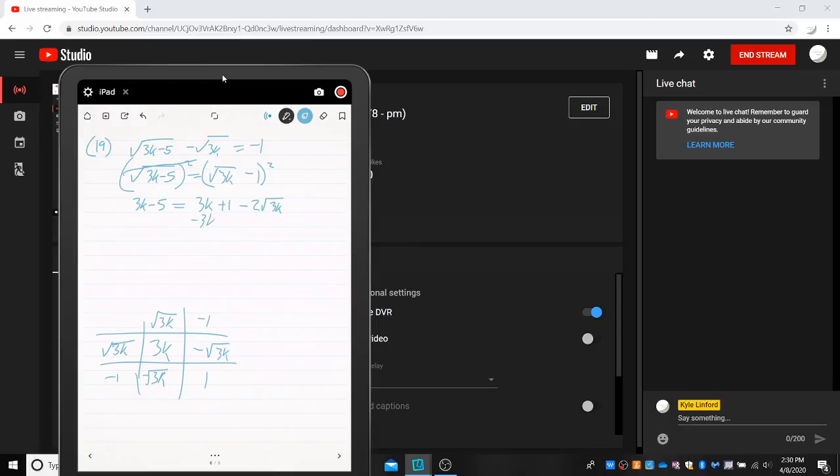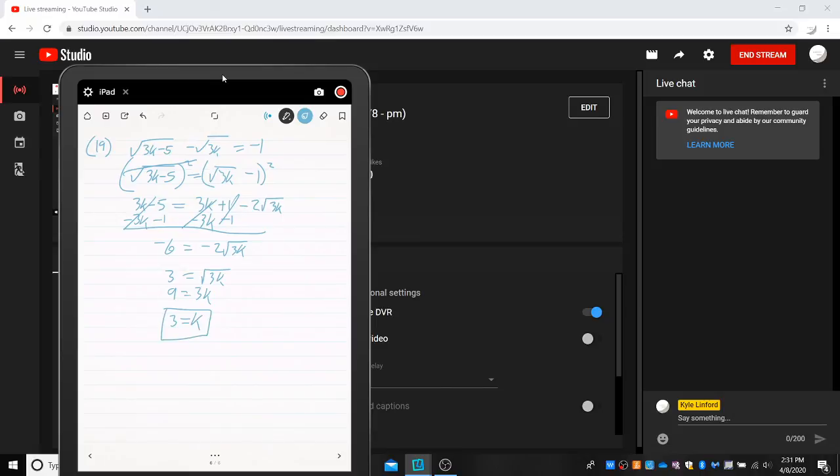I could subtract 3k from both sides, and those would both just cancel out. And I could subtract 1 from both sides, so I have negative 6 is equal to negative 2 root 3k. Let's go ahead and divide both sides by negative 2. Why not? We'll get 3 is equal to root 3k. And then we could square both sides. We would get 9 is equal to 3k. Let me clear my space here. And we get k is equal to 3. That should be our final answer. K is equal to 3.